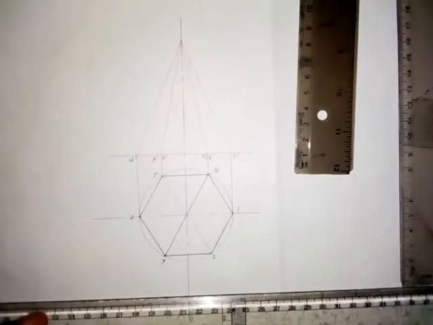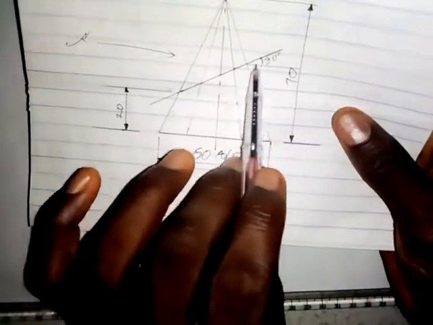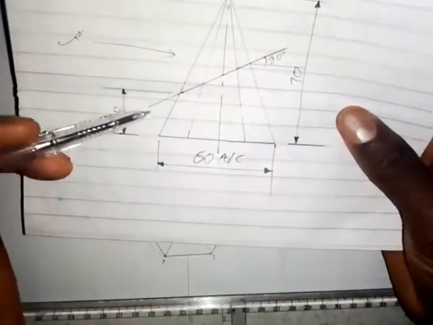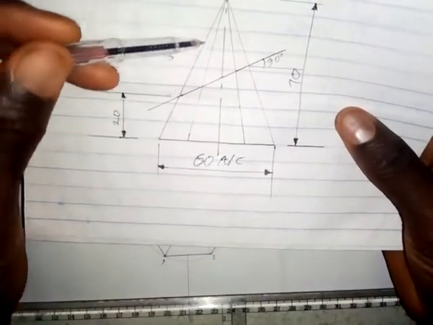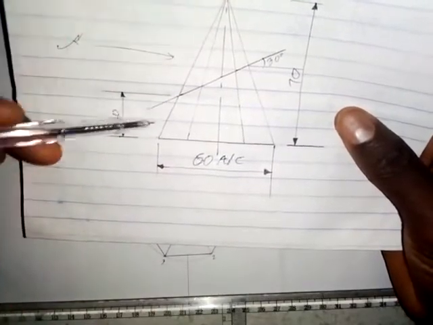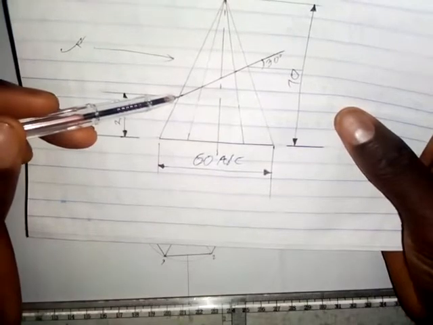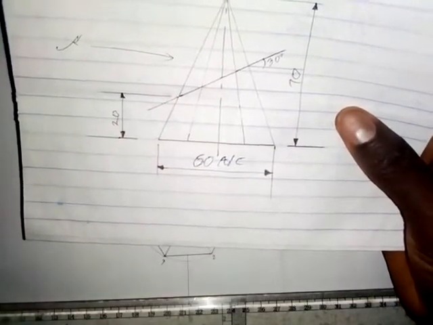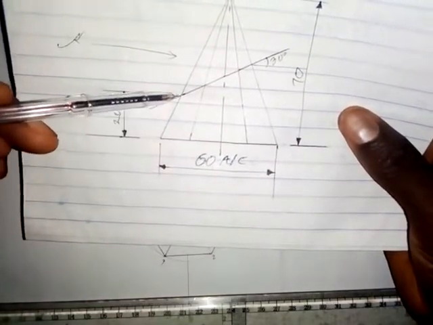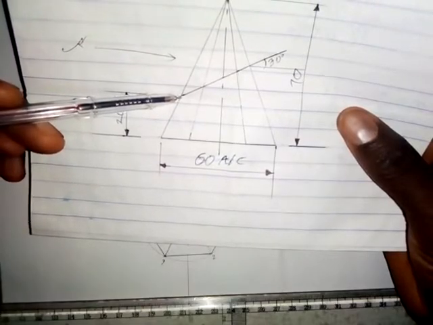So as you are told, this cutting plane, as it goes like this, touched this point. That is the slant side of the pyramid. It touched it at this point, 20 millimeters. So how can you get that 20 millimeters? You cannot measure 20 millimeters on this line. If you measure, that will not be correct.